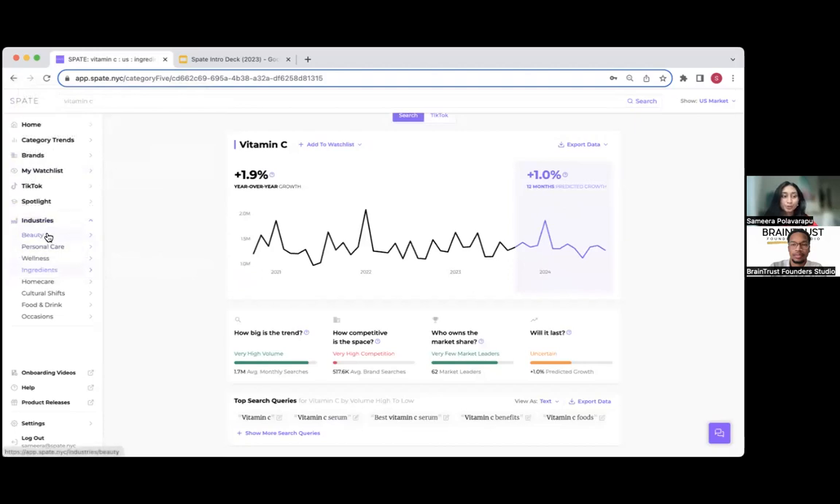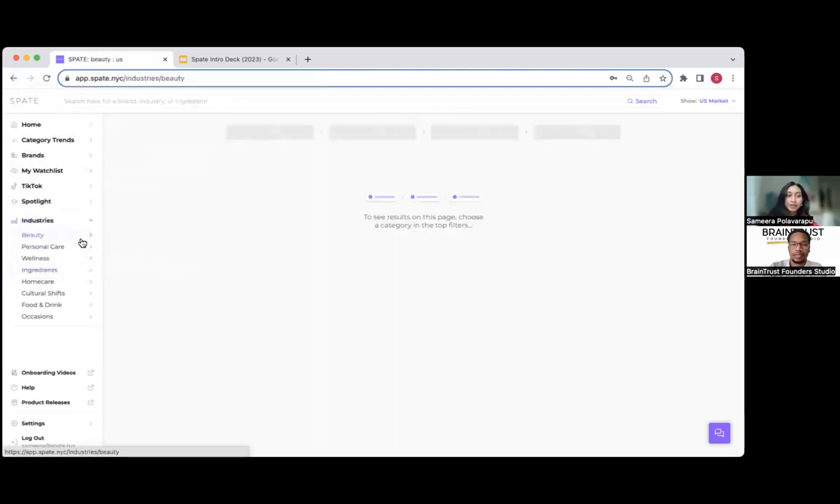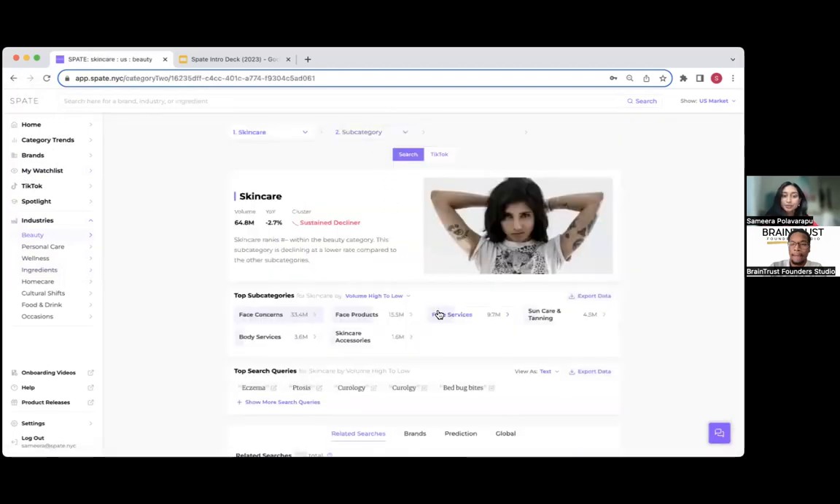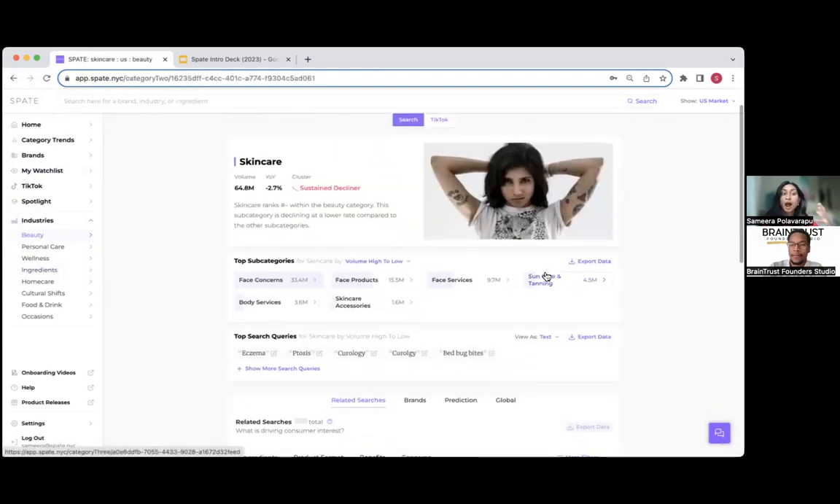The other way you would explore it is through our industry section. What this does is give you the opportunity, we can switch to skincare to see something different, but a higher level look at all of these different categories. You can see which subcategories are really increasing.